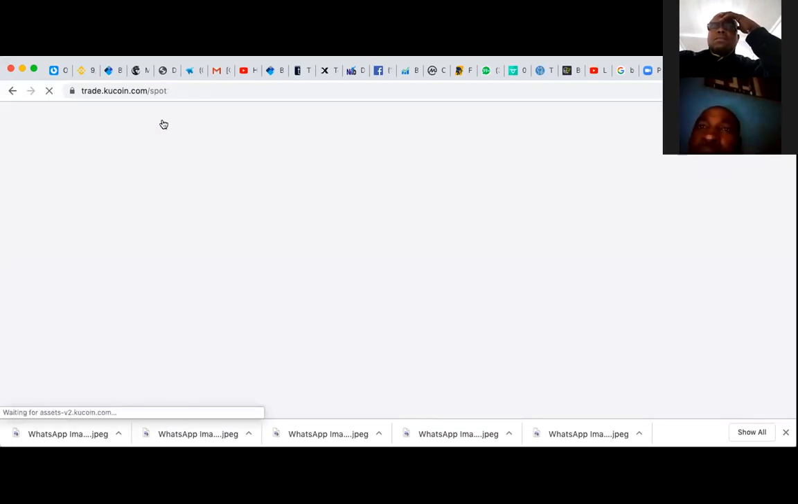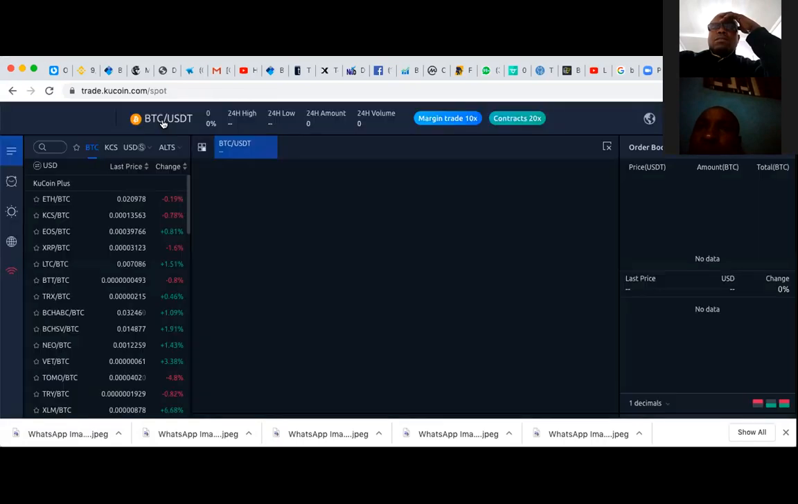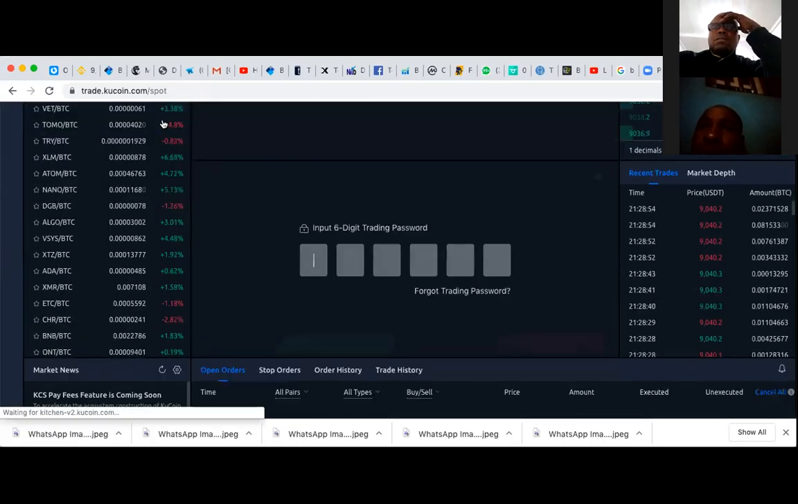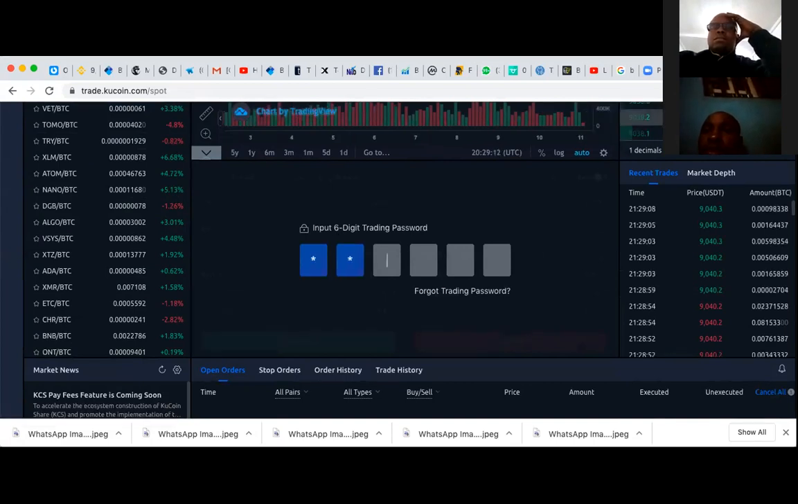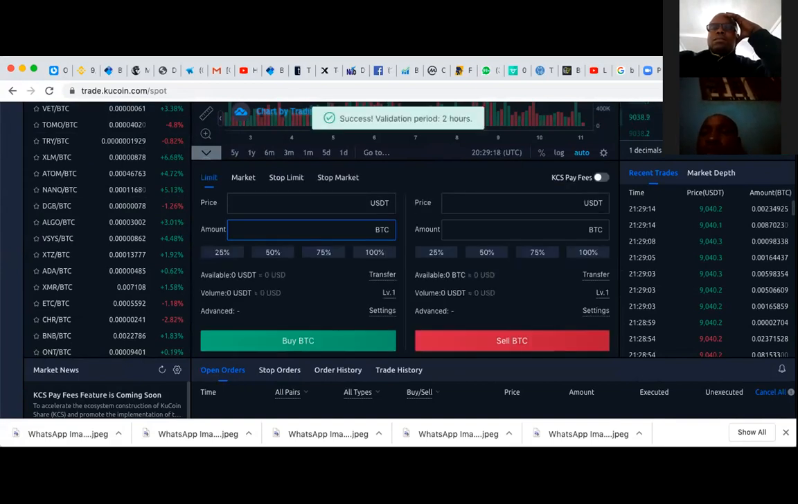Okay, I'm waiting, let the spot come up at the interface. Okay. Now, when you were opening your KuCoin, there was a transaction PIN you created, 6 digits. So I need to put mine. So immediately I do that, it popped up.